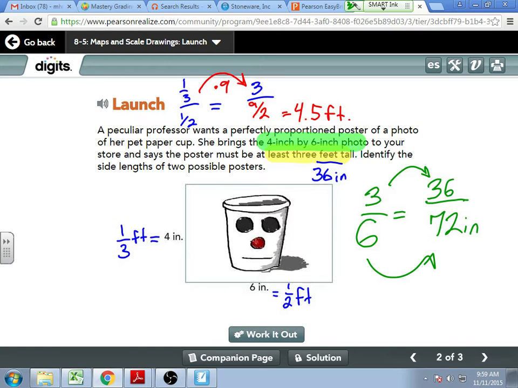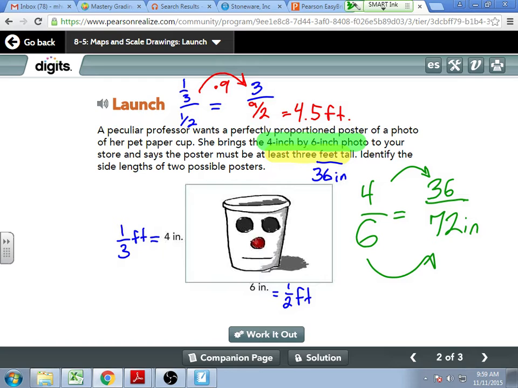72 inches. Now wait. Why does that not make sense? Is it supposed to be 9? How'd you get 36? 3 has to be what? 4. Guys, I goofed up this whole thing.